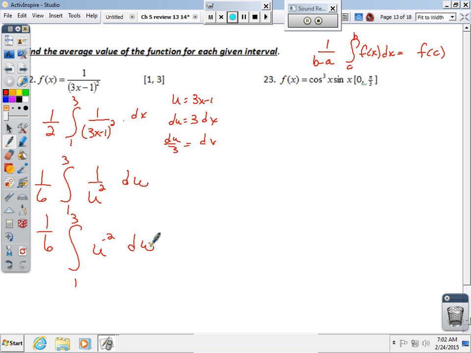I'm just going to come over here. I'm only going to do one of these two. They're pretty similar. You can check the answer key to see how to do number 23.